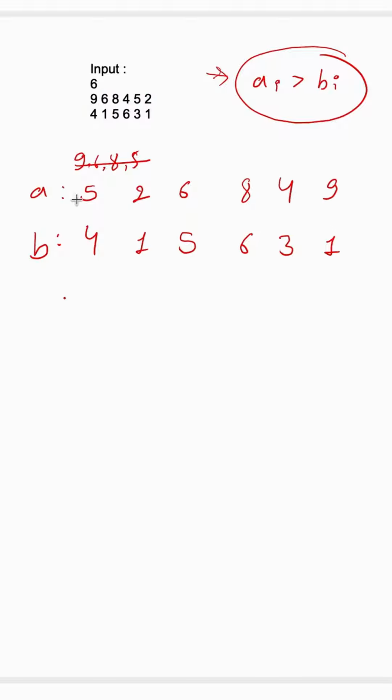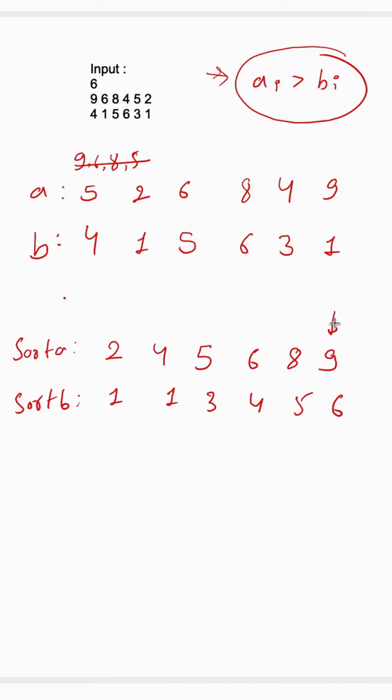So this is one of the possible arrangements of A, and we have to find out what are the total number of arrangements of A we can do. For that we have to sort A and sort B. So what we can do, we can take two pointers I and J.